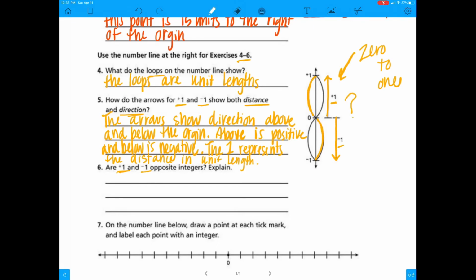In number 6, we're talking about positive 1 and negative 1, opposite integers. Are they opposite integers? Yes, they are. They are completely opposite because both positive and negative 1 are the same number of unit lengths from the origin. On that vertical number line, there is the origin at 0. Positive 1 goes up 1, and negative 1 goes down 1. So they are opposites. If this was positive 1 and negative 17, we would not be talking opposites. They wouldn't even be on the same playing field for this question. Both positive 1 and negative 1 have the same unit length from the origin, which is 1. They just happen to be going in different directions.